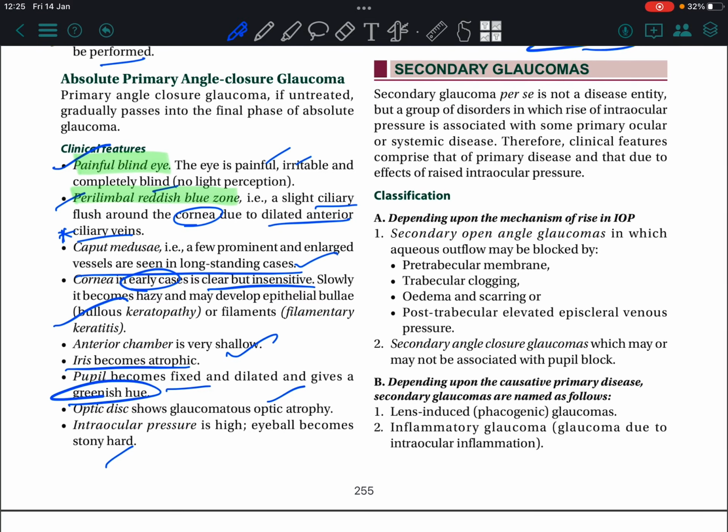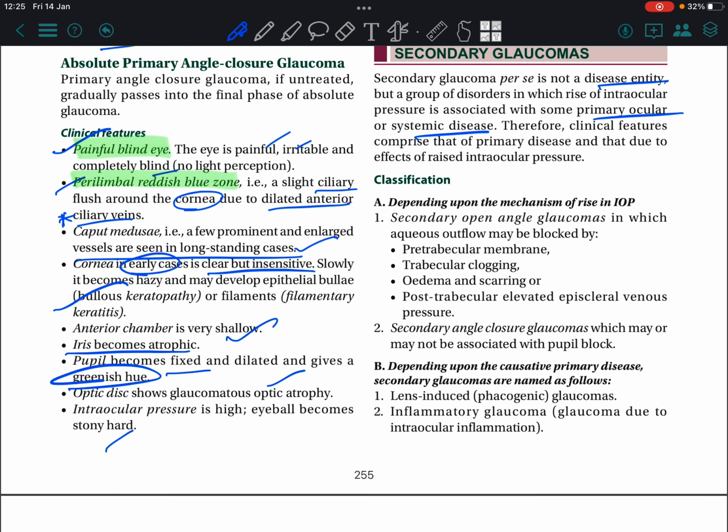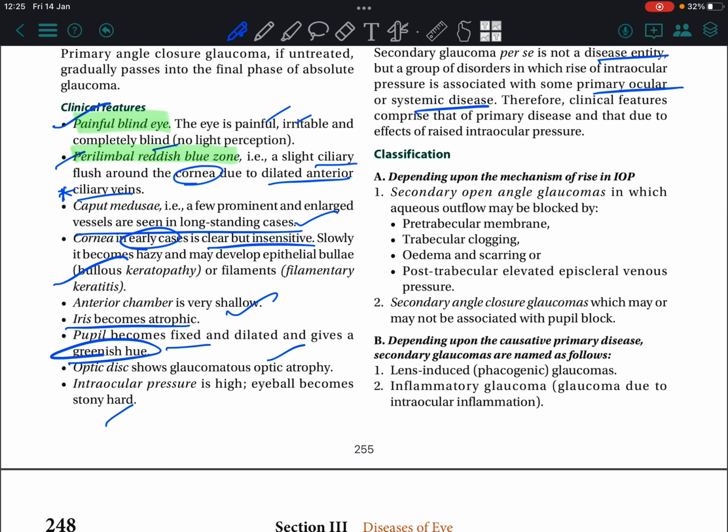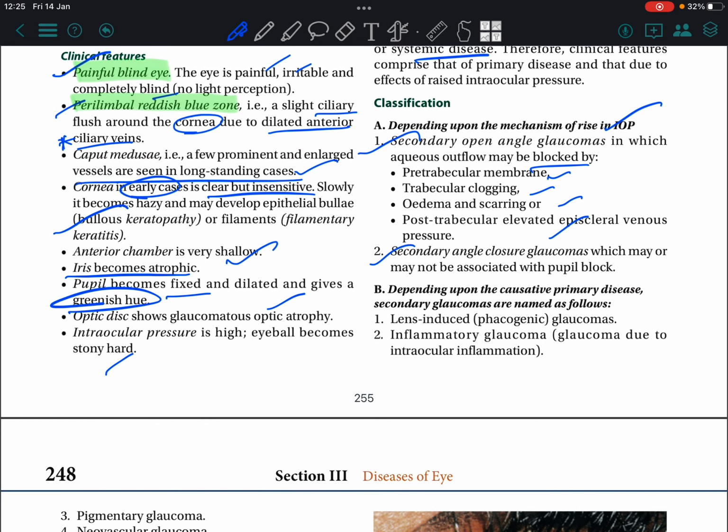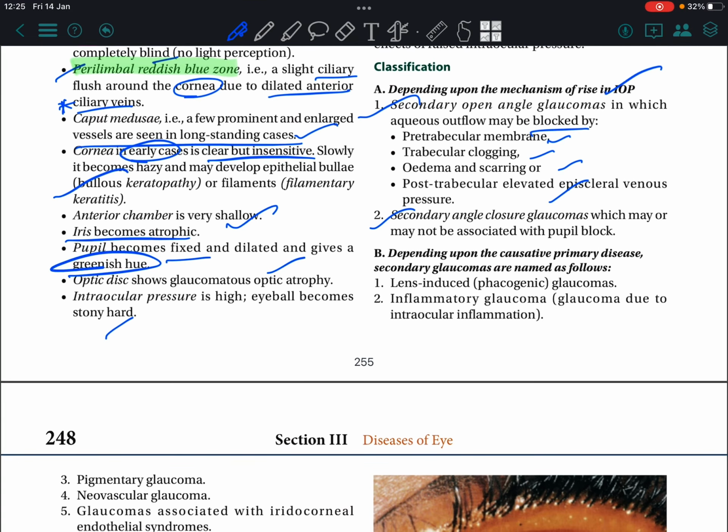Secondary glaucomas. It is not a single disease but a group of diseases in which a rise of intraocular pressure is associated with some primary ocular or systemic disease. Classification depending upon the mechanism of rise in IOP: secondary open angle glaucoma, in which aqueous outflow may be blocked by pre-trabecular membrane, trabecular clogging, edema and scarring, or post-trabecular elevated episcleral venous pressure; and secondary angle closure glaucoma, which may or may not be associated with pupillary block.